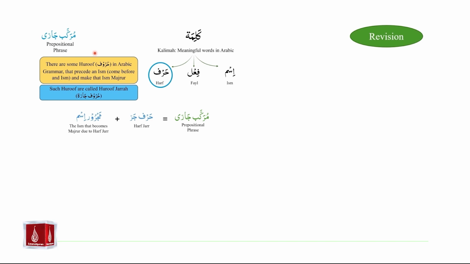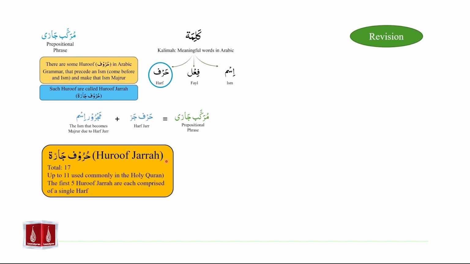There are some huroof in Arabic grammar that come before an ism and they make that ism majrur. Such huroof are called huroof-e-jarrah. A murakkab-e-jari or prepositional phrase will have a harf-e-jar which will be followed by a majrur ism, and this ism is majrur because of harf-e-jar preceding it.